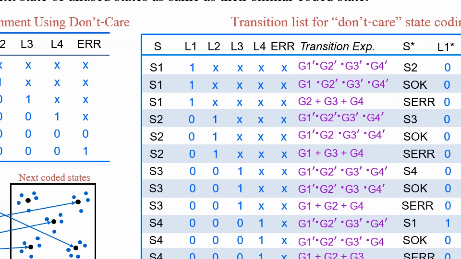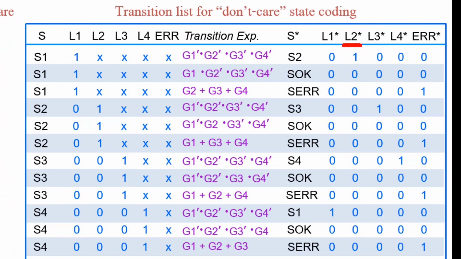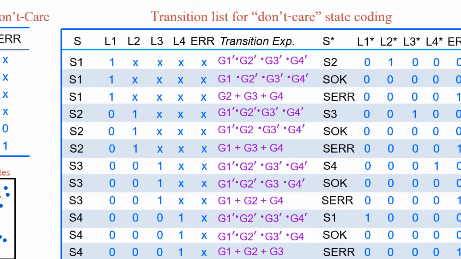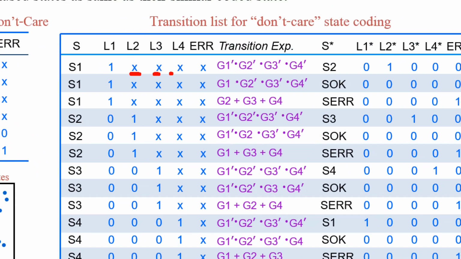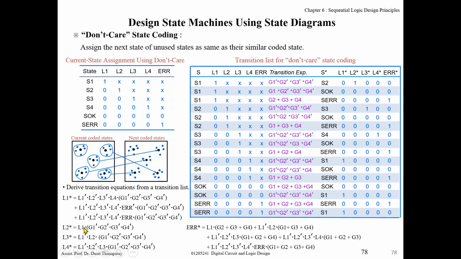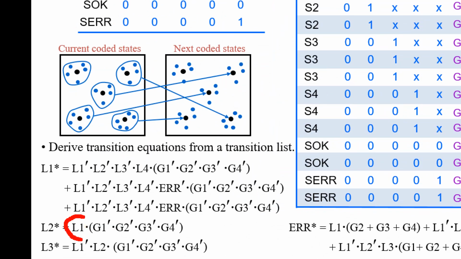So if you find our equation, for example for L2 star, it's only one, this one, right? That means you can find the equation very easily. It's L1 and this G1 prime, G2 prime, G3 prime, and G4 prime. The variables of L2, L3, L4, and here we disappear, right? So you can obtain the shorter expression for each transition equation.